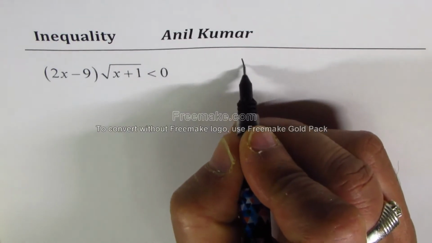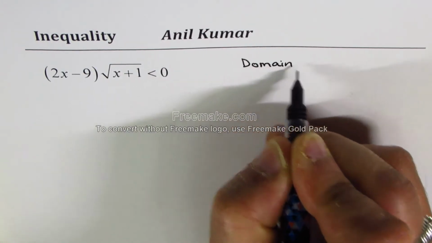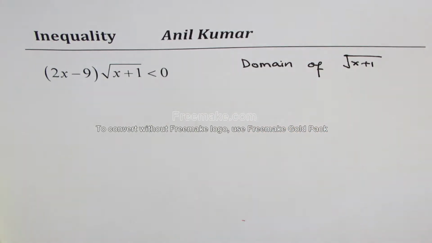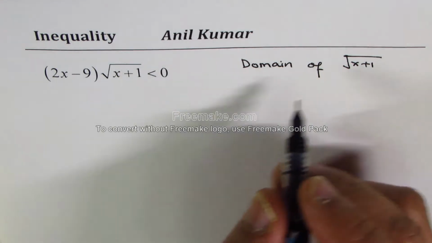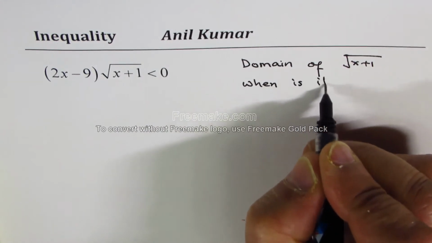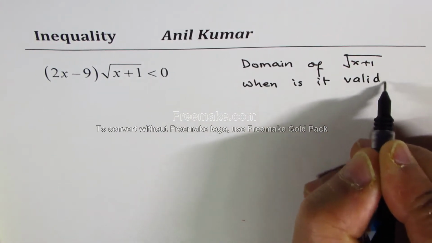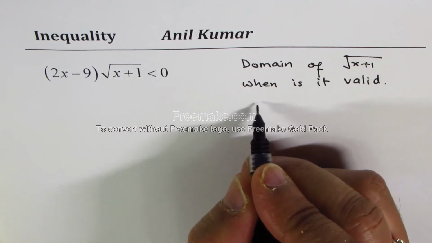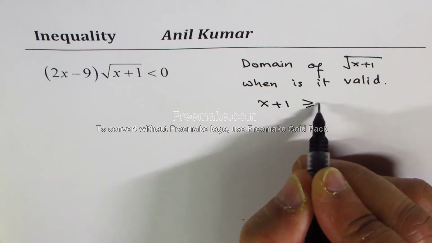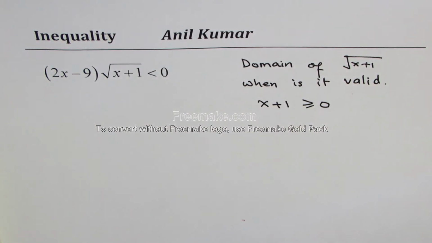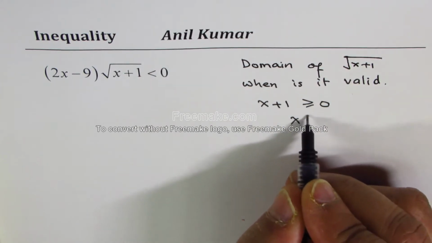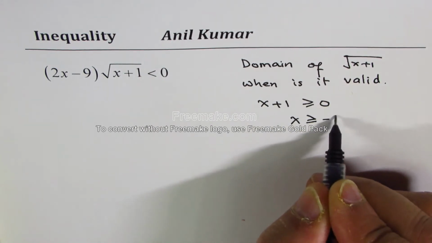So let's look into the domain of square root of x plus 1. Now what do I mean by domain of square root of x plus 1? That means when is it valid, right? So within the square root, everything should be non-negative. x plus 1 should be greater than or equal to 0. That is the first thing you have to appreciate, correct? That means x has to be greater than or equal to minus 1.